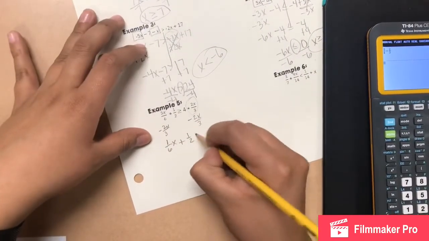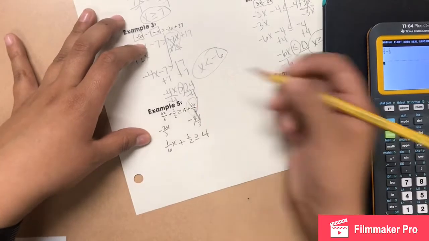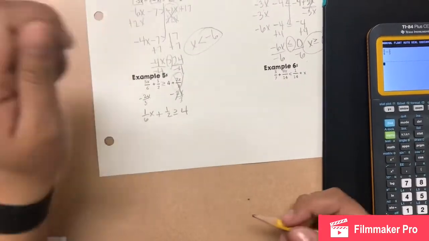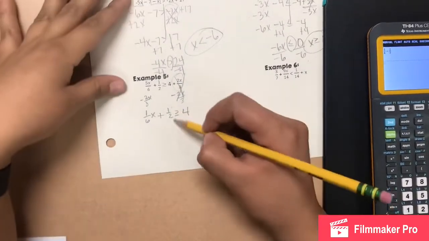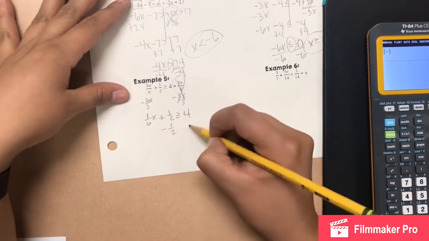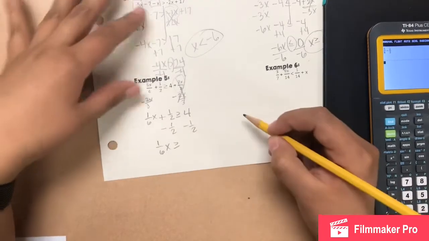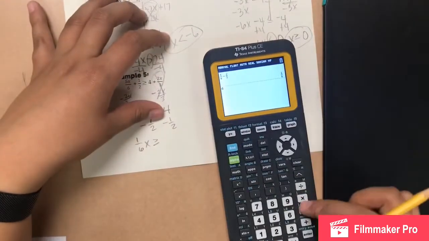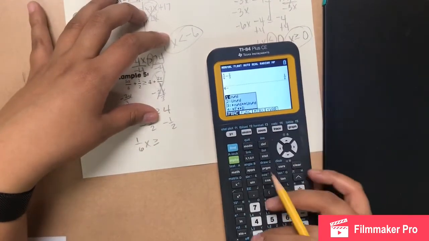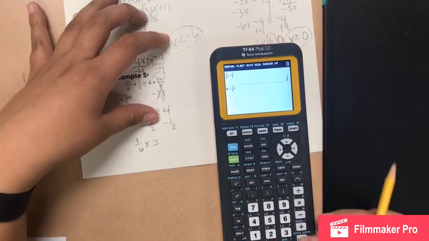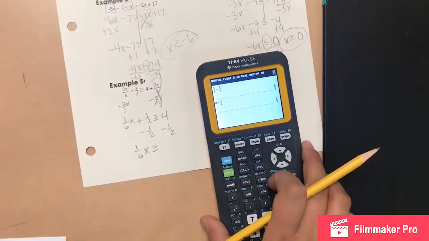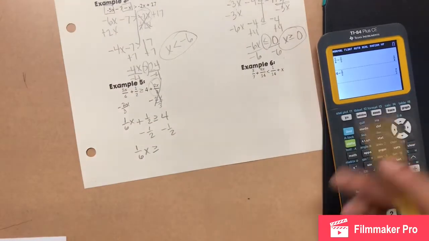plus 1/2 is greater than or equal to 4 because those 2/3 cancel. Then it becomes a simple two-step with fractions. The inverse of adding 1/2 is to subtract 1/2. So I have 1/6 x is greater than or equal to 4 minus 1/2 is 3.5, but I'm going to double check. 4 minus 1/2 is 7/2, which is just 3.5, but it's written as improper.